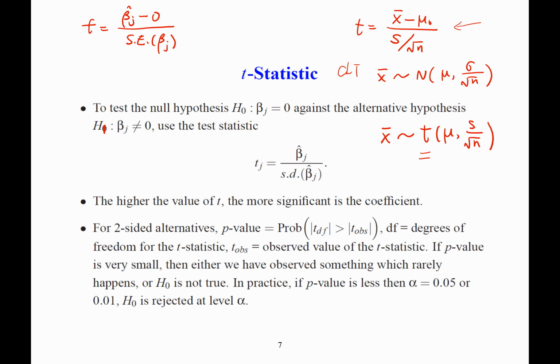For beta, because we want to test whether it is 0 or not, we subtract 0 and divide by the standard deviation of beta. Here, for x bar, the standard deviation is s over square root of n, where s is the standard deviation of x. So the t-statistic is beta j divided by the standard deviation of beta j. In a t-test, the higher the value of t, the more significant the coefficient.